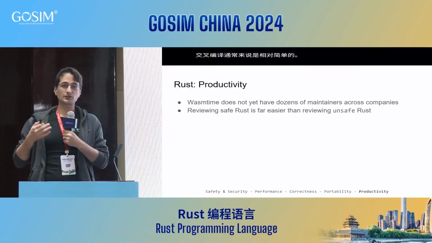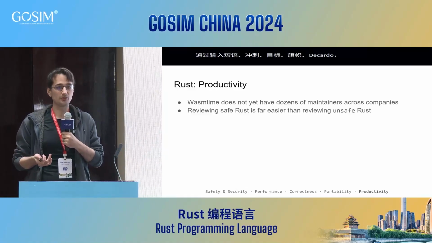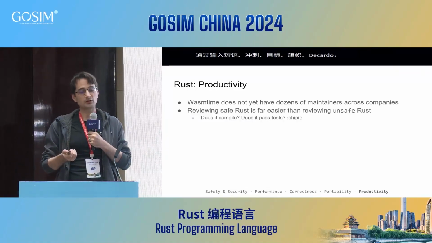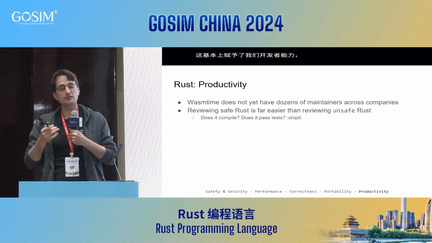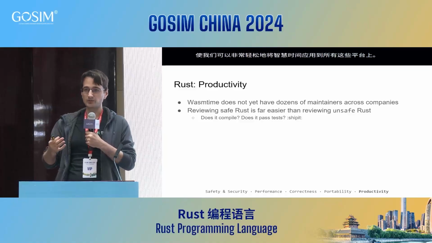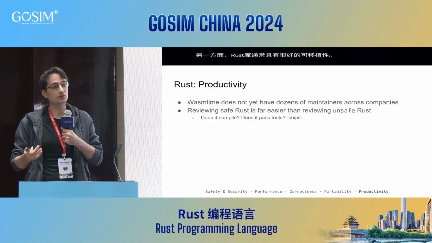One aspect that Rust really helps us with is that reviewing safe Rust is much easier than reviewing unsafe Rust. We generally make sure that it compiles and it passes tests, and then we just ship it. It's good to go. Unsafe Rust requires you effectively to be an expert in the entire system around it to understand, is this unsafe code actually correct?